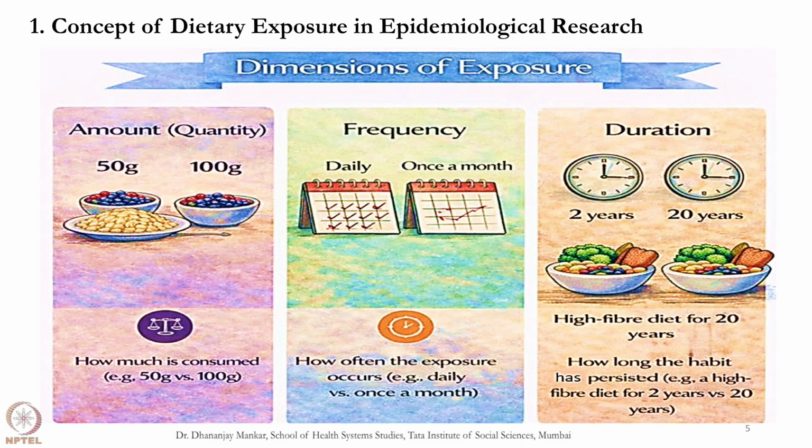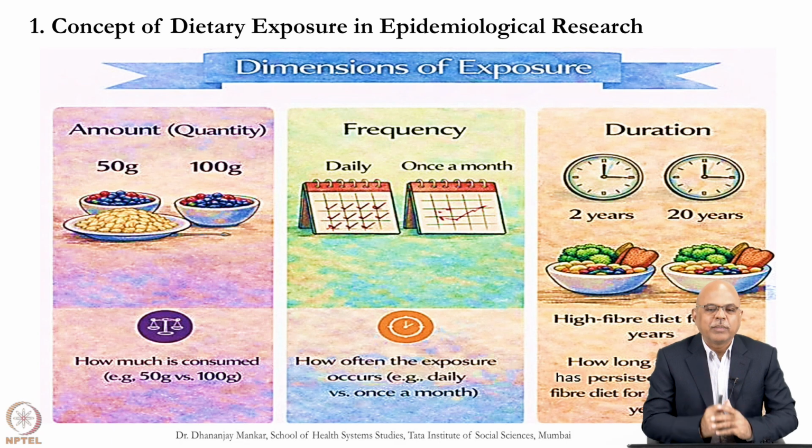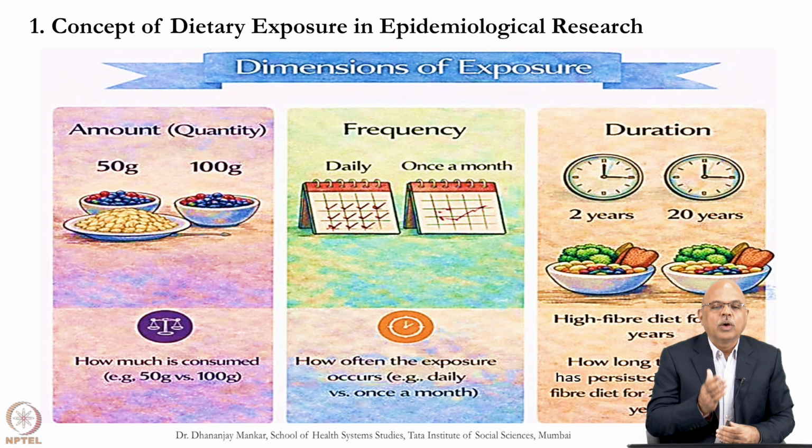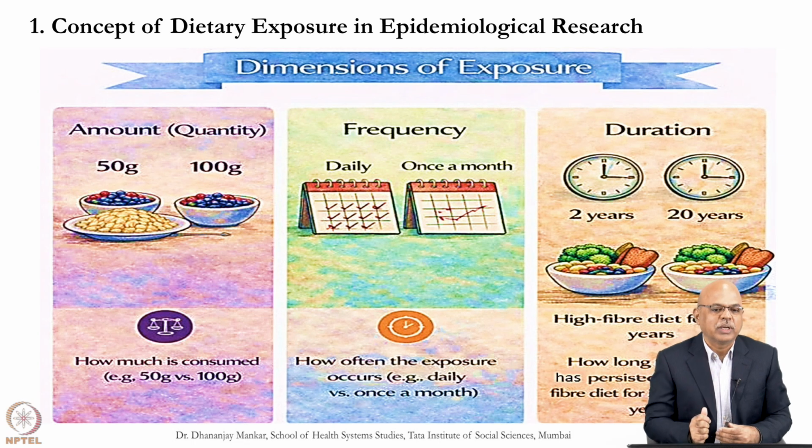In continuation with that, we will identify the dimensions of exposure. The amount or quantity determines how much you are consuming, whether it is 50 grams or 100 grams. How much is consumed matters a lot. With respect to frequency, that is daily, weekly, or once a month, how often the exposure occurs. Is it daily that you are consuming it? Is it weekly? Is it monthly?